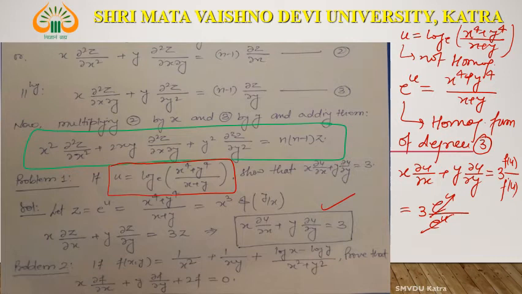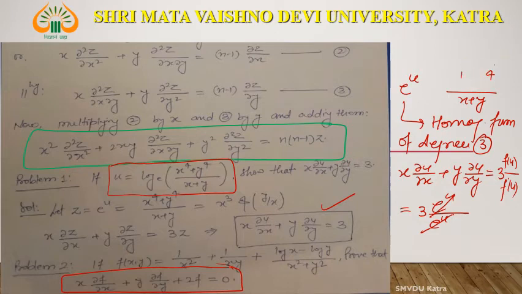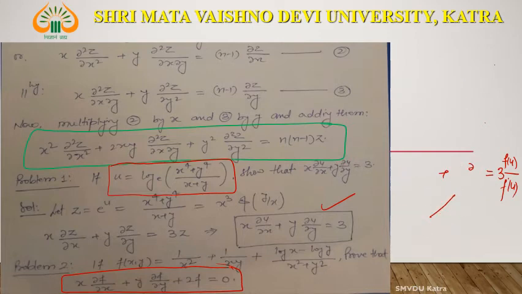Consider the second example. If f of x, y is equal to 1 by x square plus 1 upon xy plus log of x minus log y divided by x square plus y square, then we have to prove this. See whether this f of x, y is a homogeneous function, right? If it is not a homogeneous function, then we cannot apply Euler's theorem, right? Then what we have to do? We have to convert f of x, y into a homogeneous function form and check whether it is homogeneous or not, right?